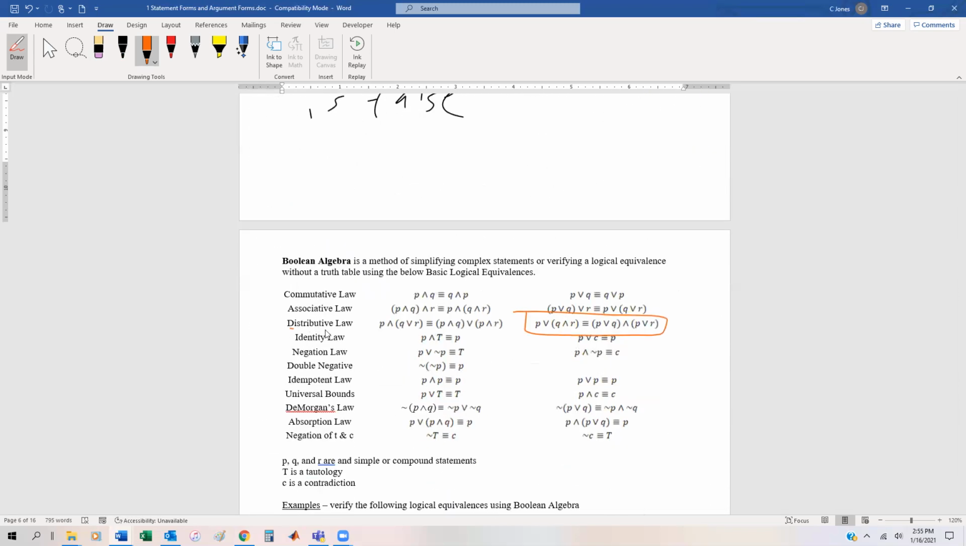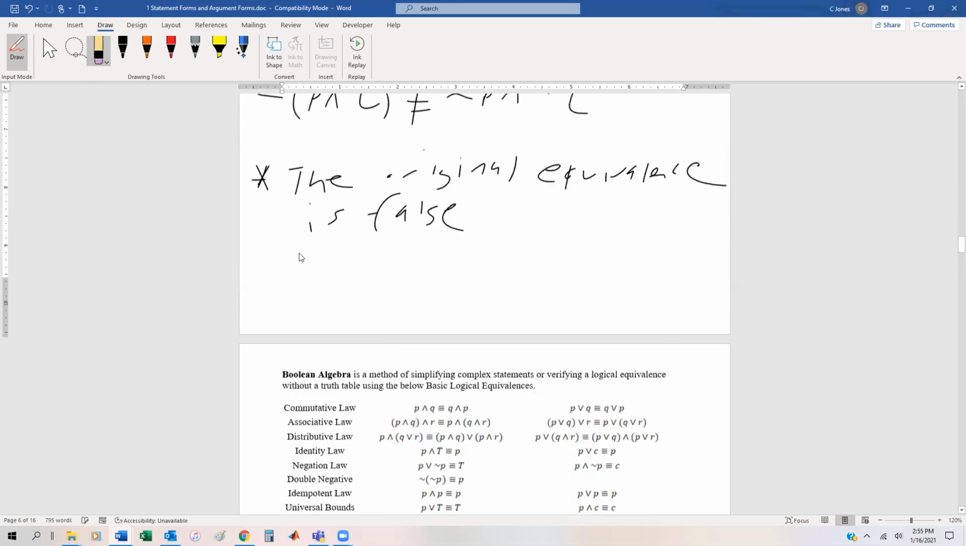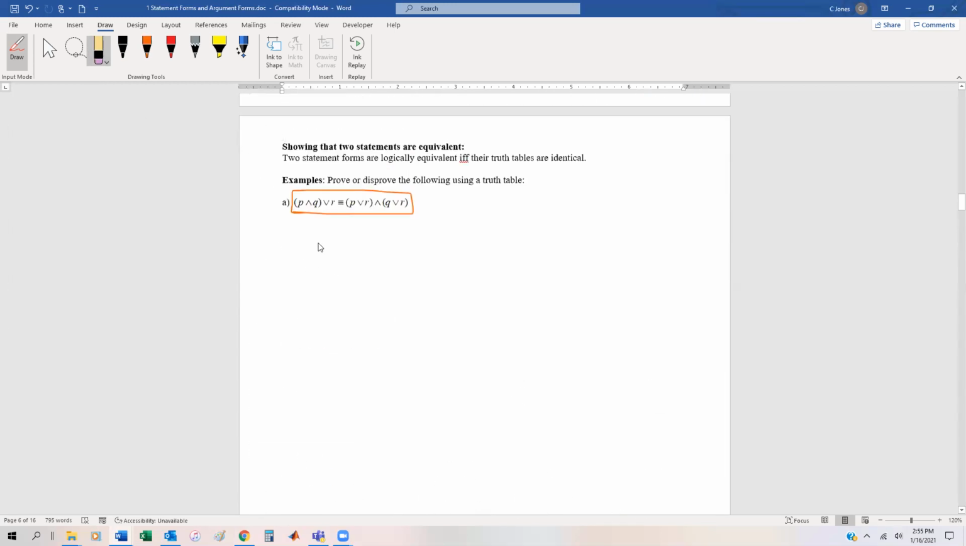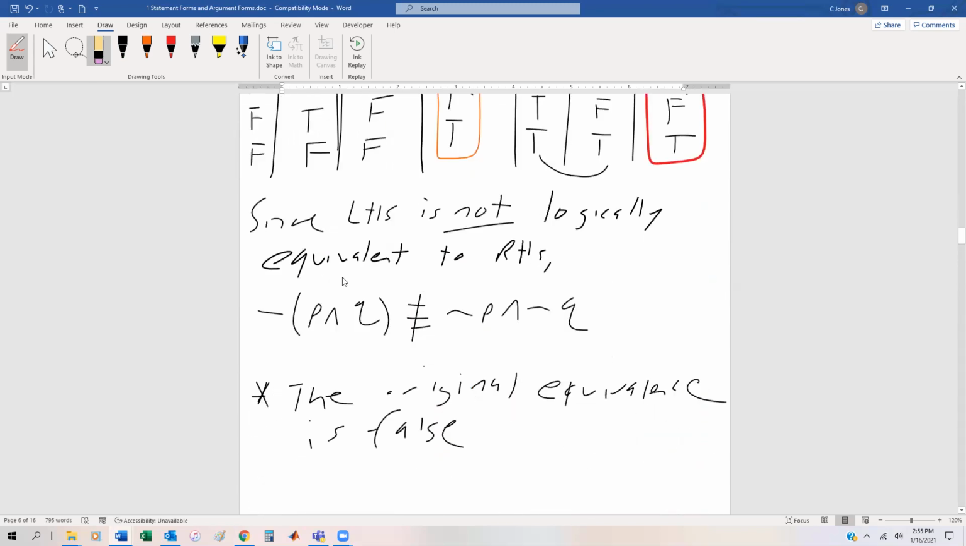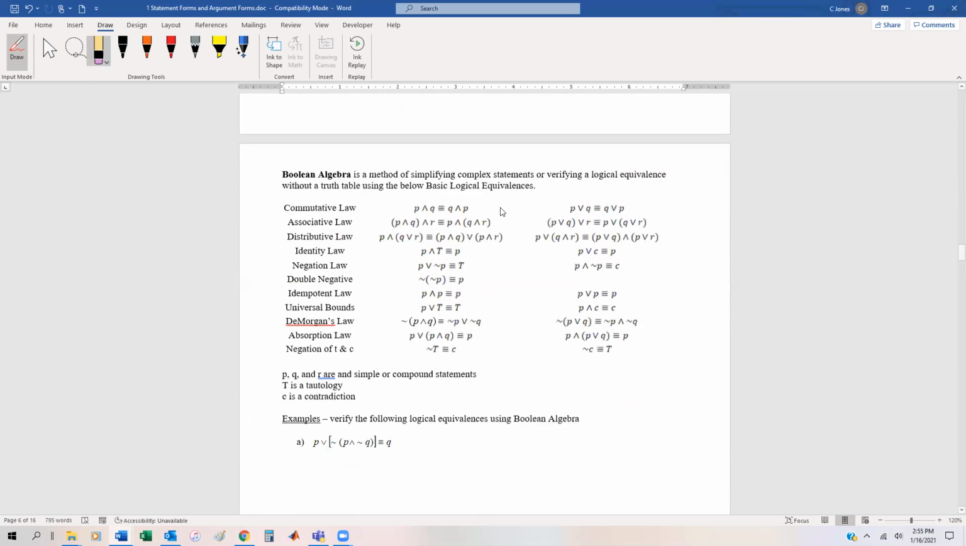And we've actually proved one of the laws, the distributive law, or at least one part of the distributive law. And that's how you would prove all of these, all right? Now, I'm not going to ask you to prove all of these. Let's just assume that somebody went through and they proved all of these for you. Now, in all of these equivalencies, P, Q, and R are simple or compound statements. They're just some sort of statements.